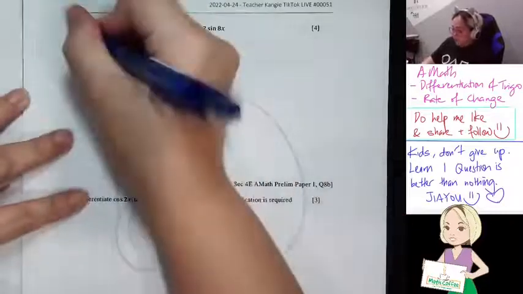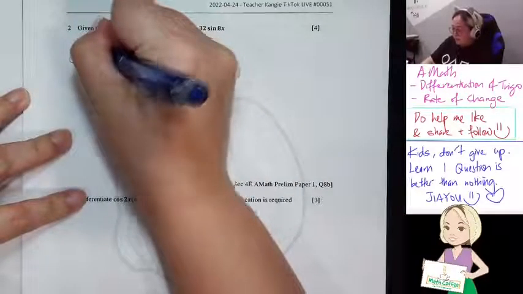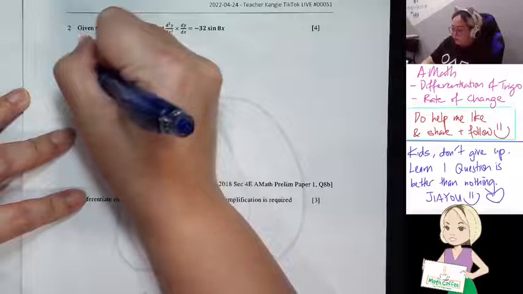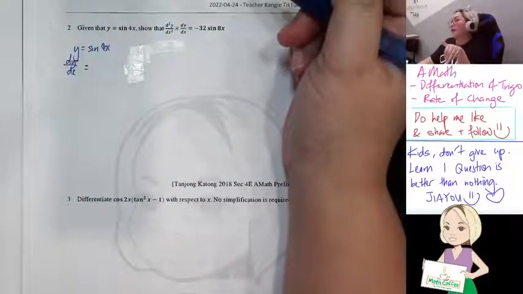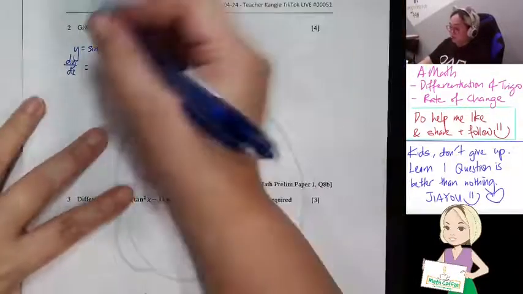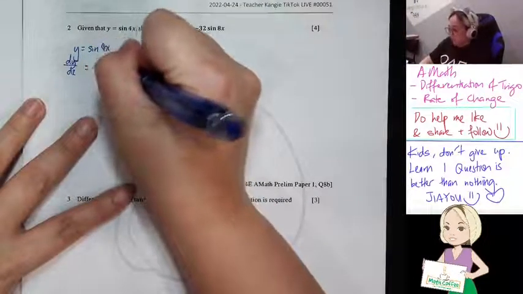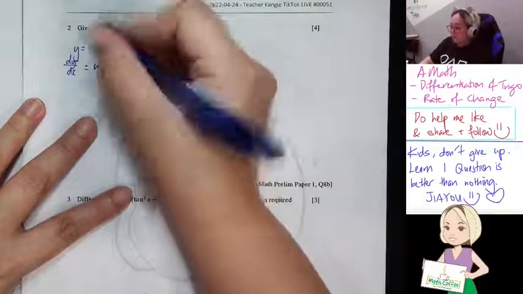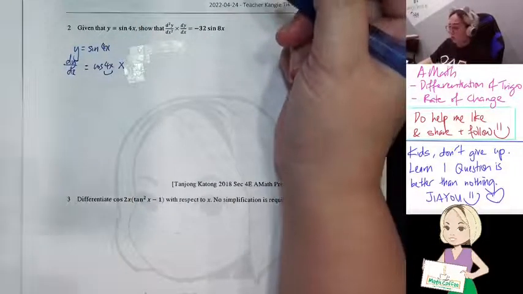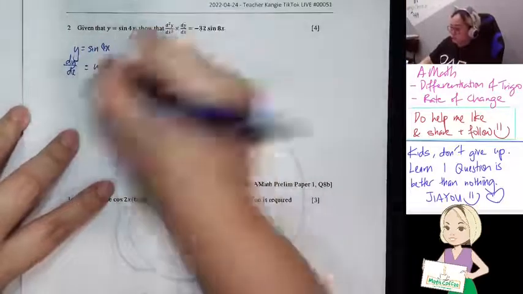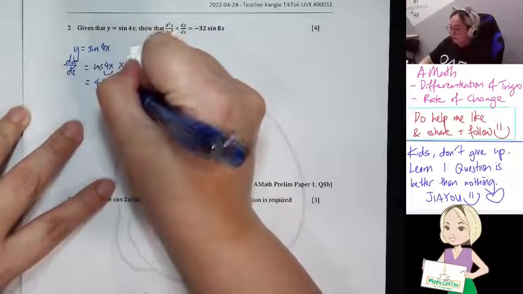Right here, y is equal to sine 4x. So I want to differentiate this. In front, remember I said differentiating sine x gives cosine x. So it's the same, it's also cosine 4x. But one more step, multiply by the derivative of the theta. In this case, when you differentiate 4x, it is 4. So it's times 4. In the end, it becomes 4 cosine 4x.